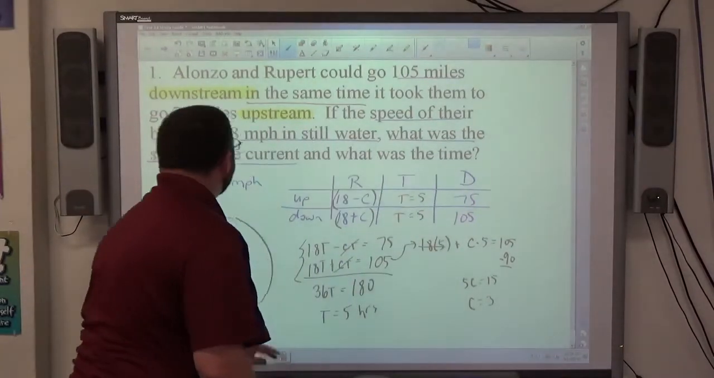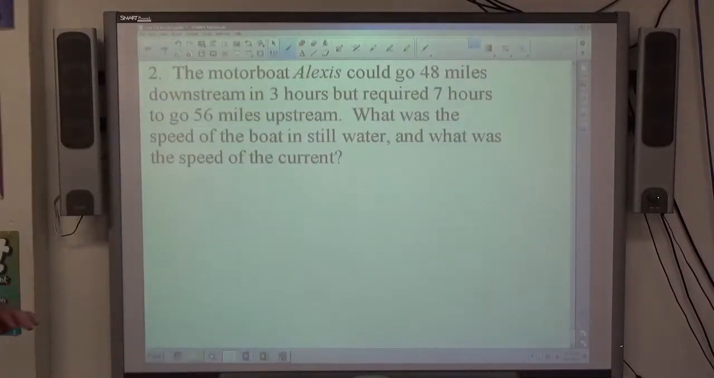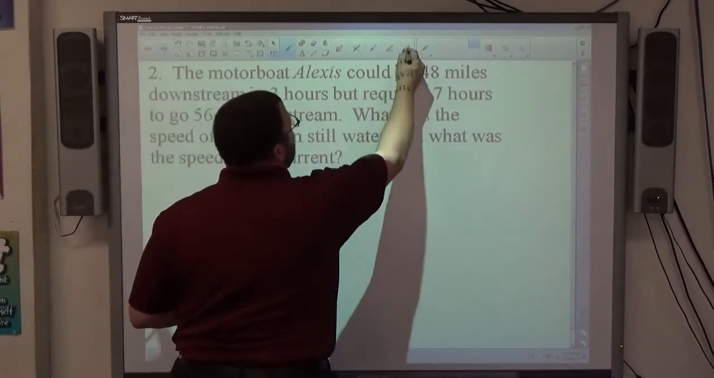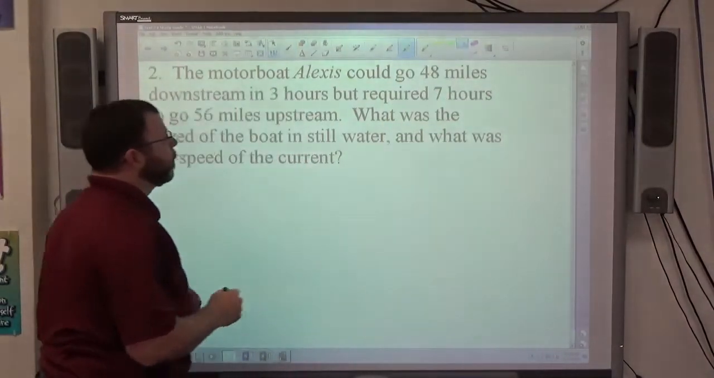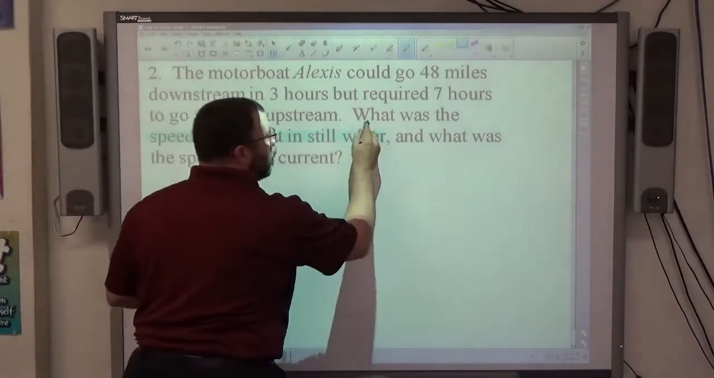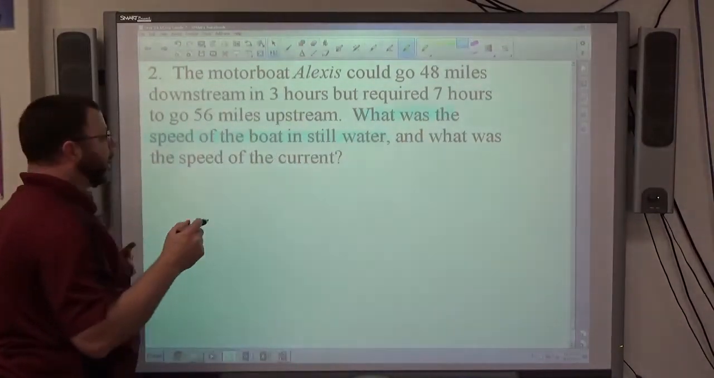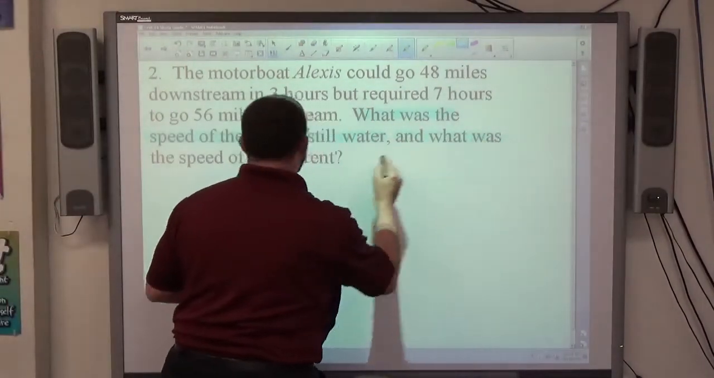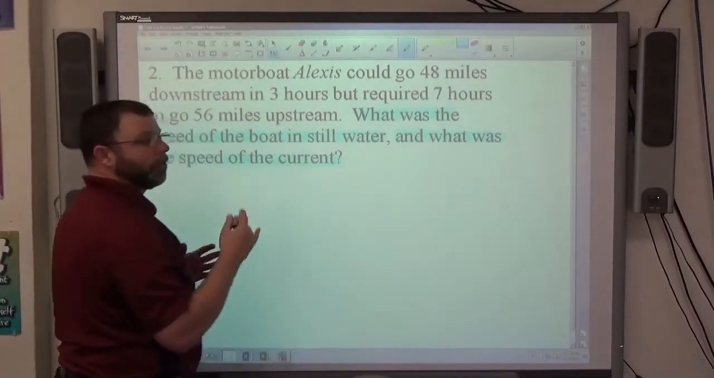Moving on to number 2. Another boat in the river problem. Again, I see the words downstream and upstream. I know it's immediately that kind of problem. First thing I investigate is what the speed of the boat in still water is and what the speed of the current is. What was the speed of the boat in still water? We don't know that. What was the speed of the current? We don't know that. So we don't know either one of those things.